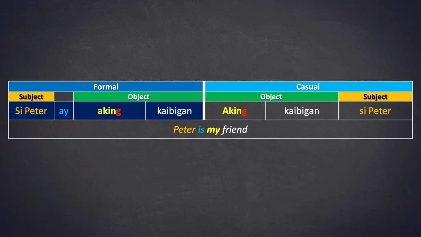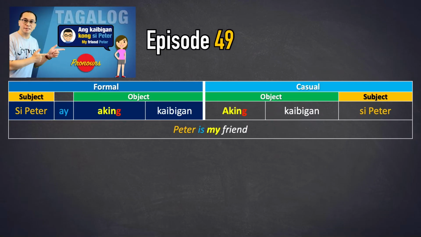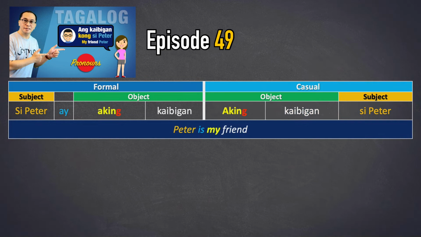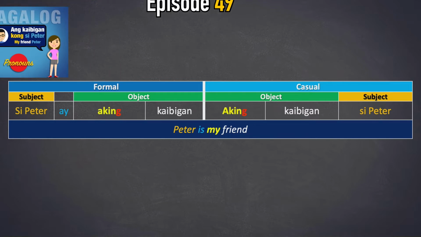But in episode 49, we learned of these patterns that convey relationship. These are, si Peter ay aking kaibigan. Aking kaibigan si Peter. Peter is my friend. If you have missed this, the link is in the description down below. Please do check it out.